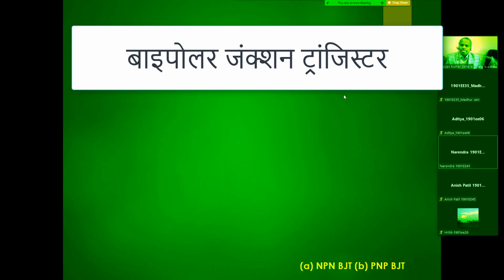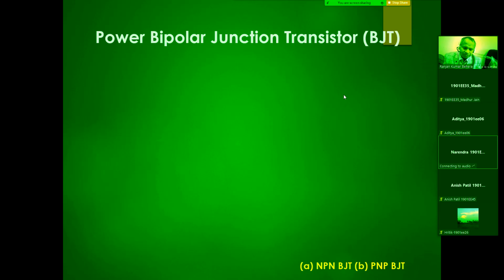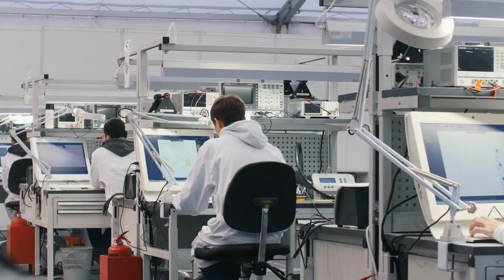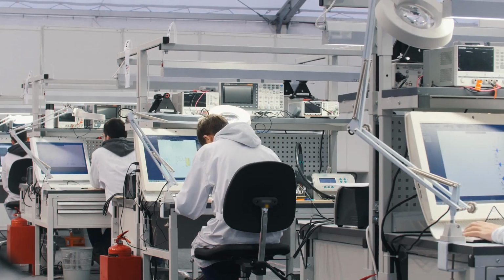So there are two types of power BJT: one is NPN and the other is PNP. All of you know the physical significance and other things. This was invented in 1948 by Bell Laboratories, but it was not a power device.